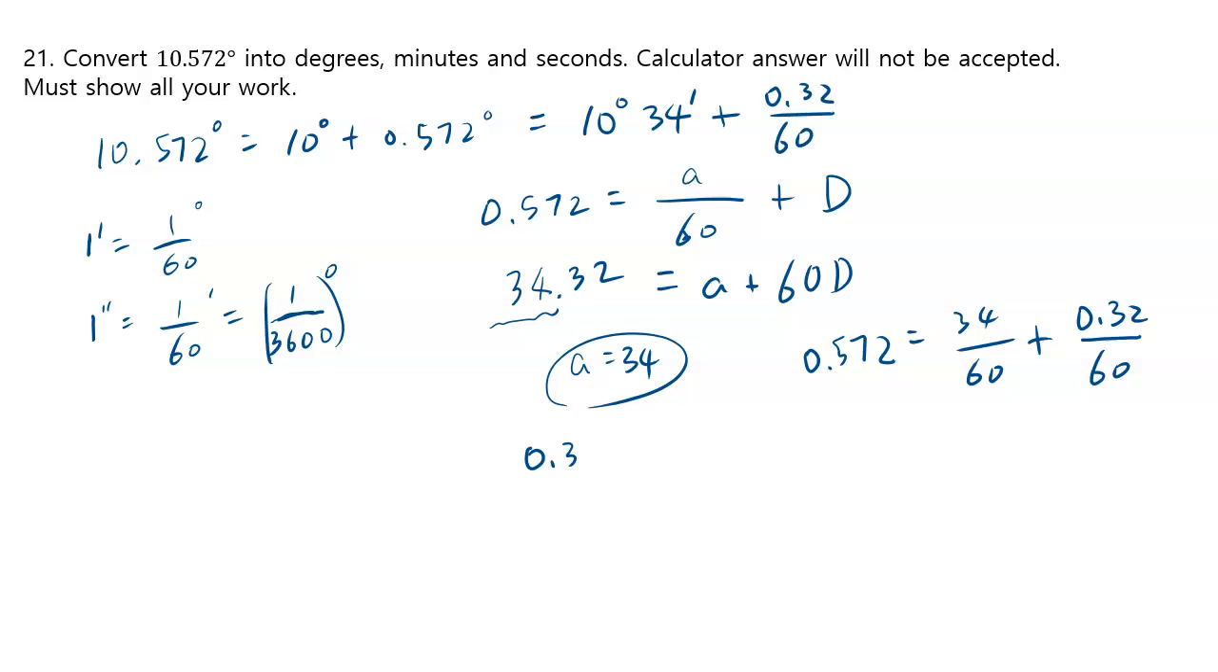Right? So how do we rewrite this extra part as another number over 3,600 plus another decimal part? Okay. So in other words, I need to figure out how many seconds it is, but a second is 1 over 3,600 degrees.